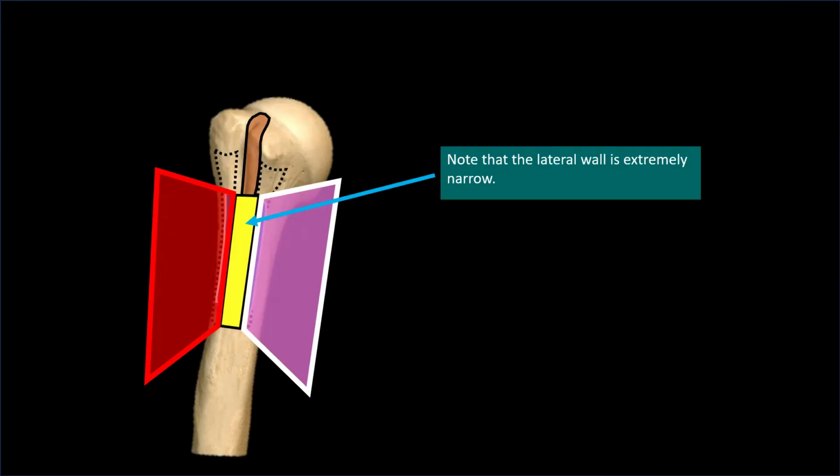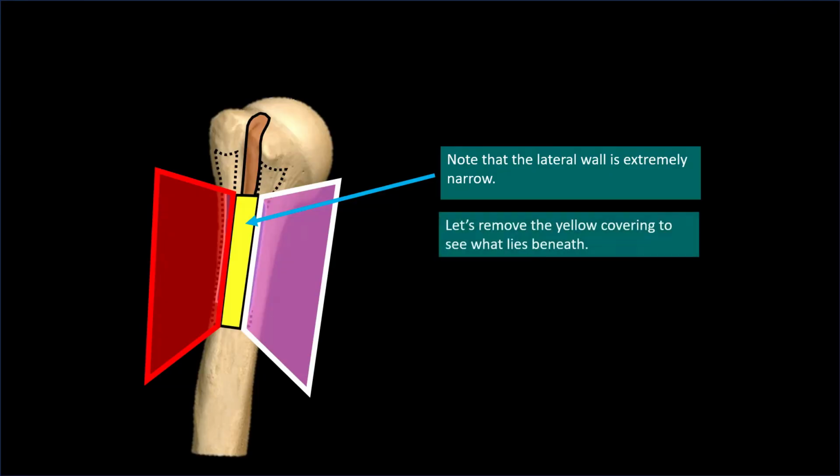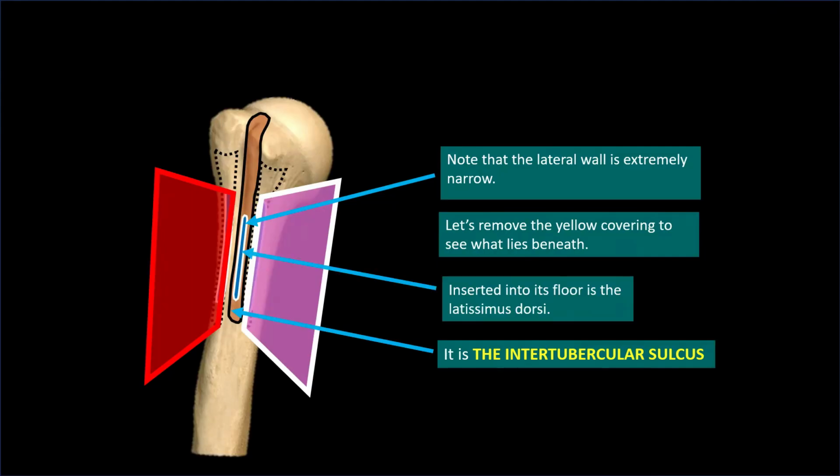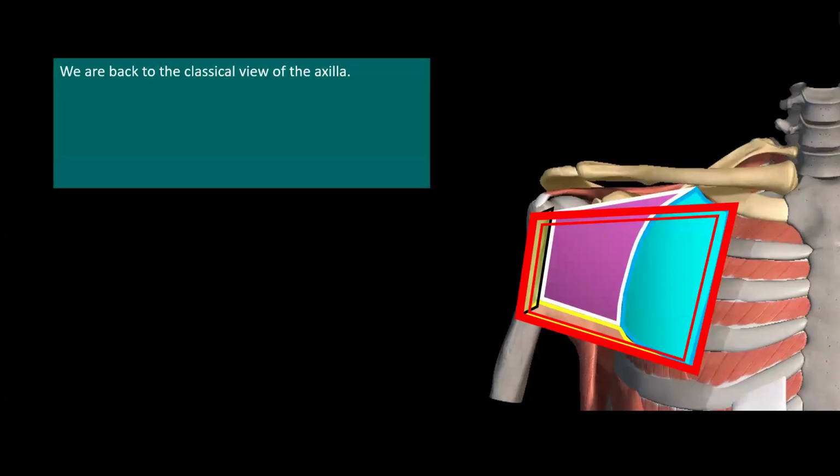Note that the lateral wall is extremely narrow. Let's remove the yellow covering to see what lies beneath. This is the intertubercular sulcus. Inserted into its floor is the latissimus dorsi. We are back to the classical view of the axilla.